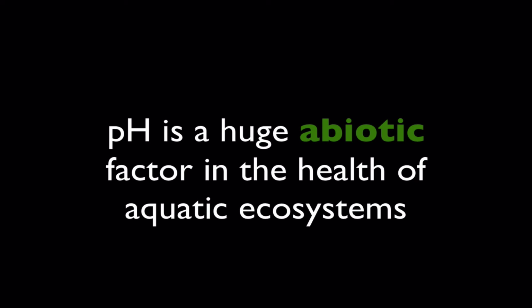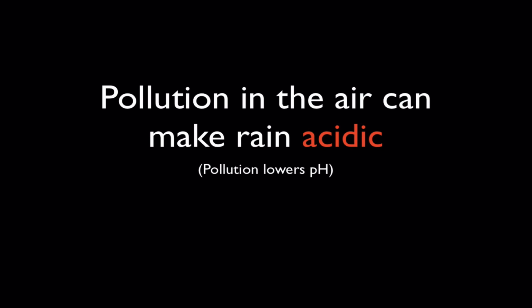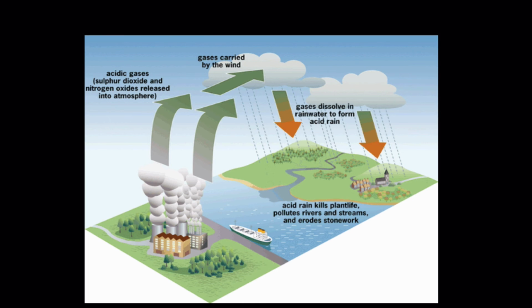All right, now pH is a huge abiotic factor in the health of aquatic ecosystems. Remember, living things can't tolerate pH changes much above 7 or much below 7. And this is a problem because most pollutants in the air can acidify rainfall. They can lower the pH of the water that's falling from the condensation in clouds. So clouds that form over polluted air or in polluted air can actually produce pretty acidic rain.